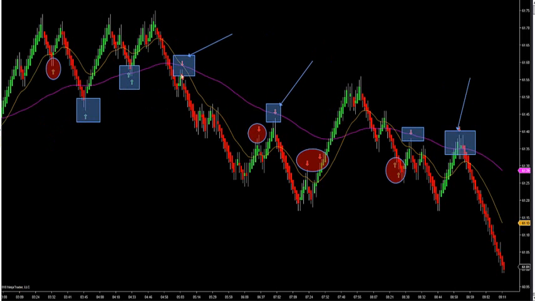1, 2, 3, 4, 5. I'm 6 for 6. However, if I take every trade without the full retracements, 1, 2, 3, 4, I'm 6 for 4. Big difference, right? There's a big difference between being a wash trader with the arrows and being a very profitable trader looking for full retracements.